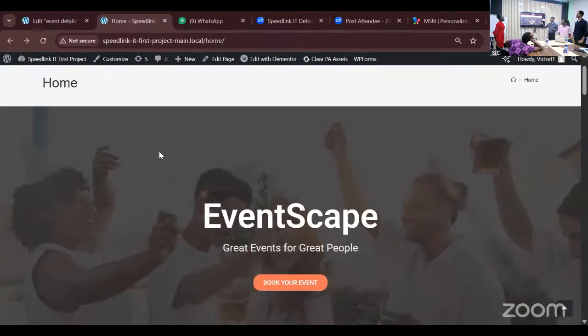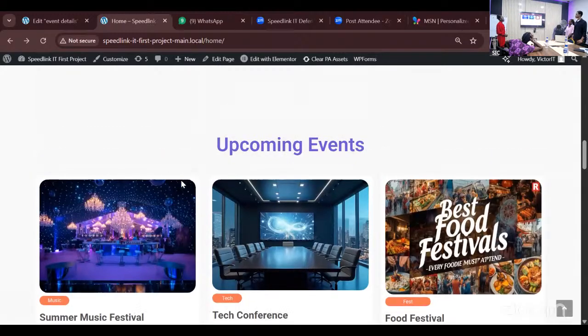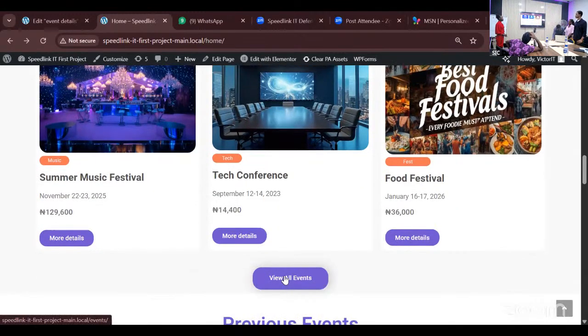Now, the flow of looking at events or posting your event on the site is quite easy actually. You just scroll down, and you see some of the events that are available. You can also view other events if you want to see more.